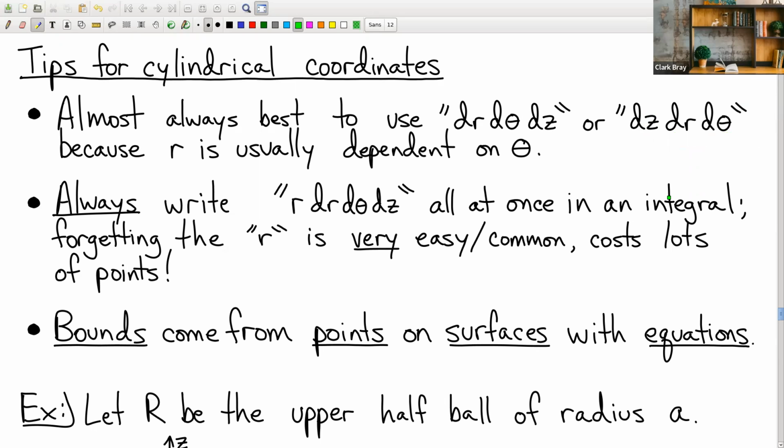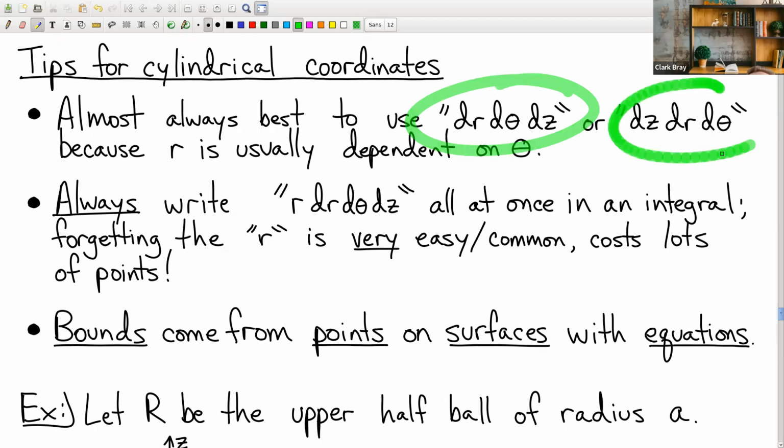Good news again. You have 6 different orders to slice, but you'll almost always use one or the other of these two. The way you remember these is that the r and the theta should stay together and in that order. And so the only question is, do you put the dz on the outside or on the inside? The dr and the d theta should be together, with the dr inside of the d theta. So just pick between these two. And very often, both of them will work fine.